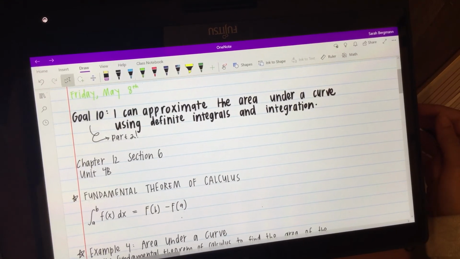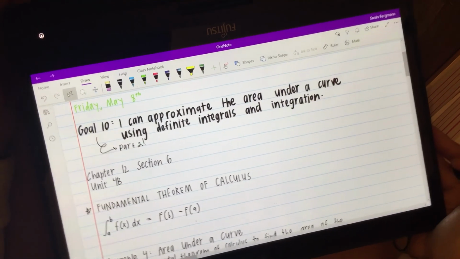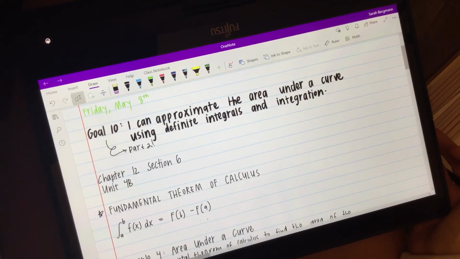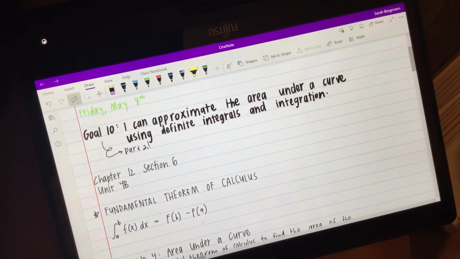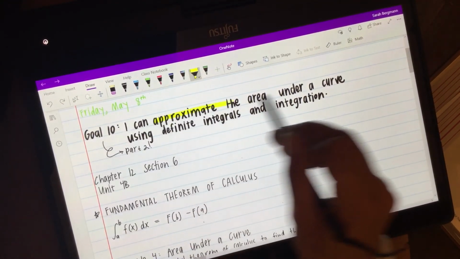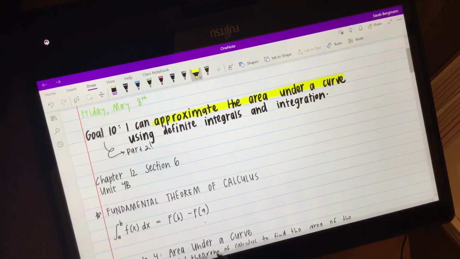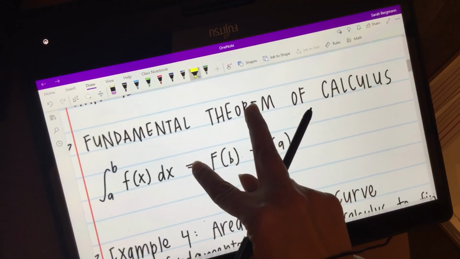Happy Friday. Today we are still learning Goal 10. This is part 2 of that lesson. Yesterday we learned how to find an antiderivative, aka indefinite integral. And today we are going to actually apply that in order to approximate the area under a curve. So this is still obviously Chapter 12, Section 6, Unit 4b.